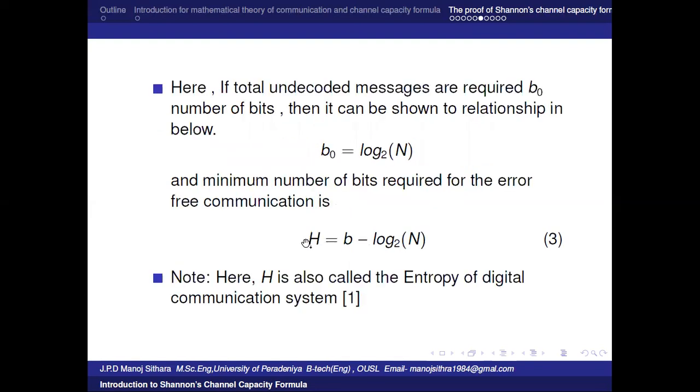So here we can assume that V0 is the number of bits required to transmit unreadable messages, and we can quantify this relation to V0. Now if we consider this statement number 3, that is nothing but the bits required for error-free communication, or decodable messages. Also this H can be considered as the entropy of the digital communication system. In other words, entropy is the minimum number of bits required to transmit the error-free message symbols.